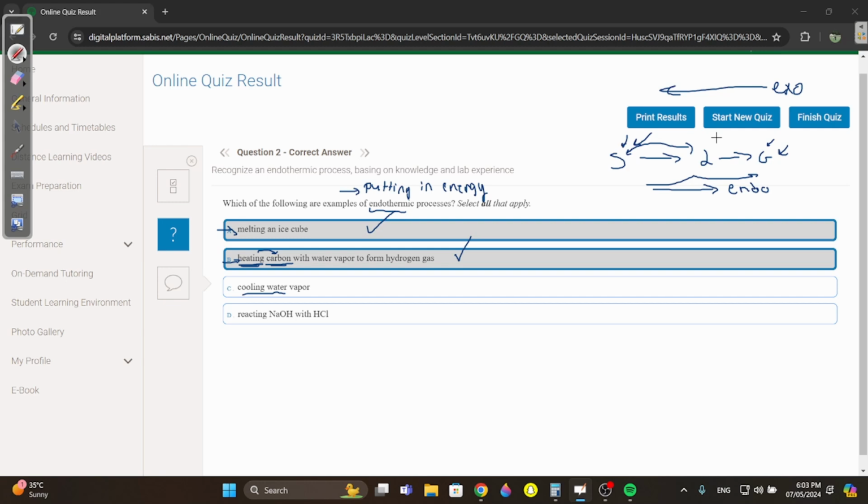We'll take that later though. Anyway, cooling water vapor, that's exo. Okay, and reacting NaOH with HCl, just memorize this one. It's exo. It's in the book, and honestly, I could see them giving you tomorrow, which of the following is exo, and you'd have to put these two. That's very probable. It could happen.